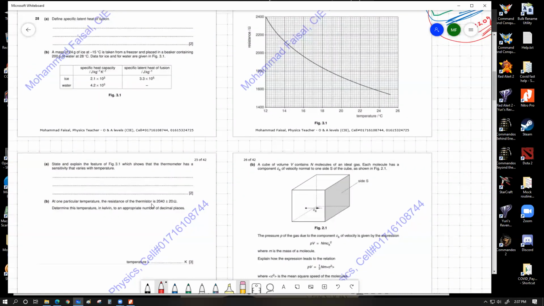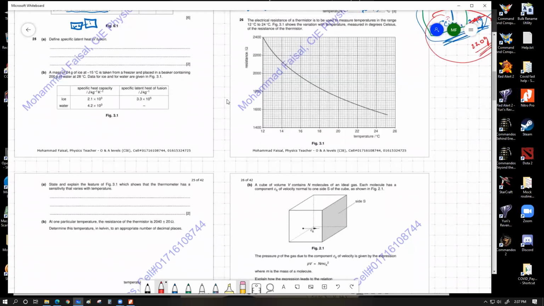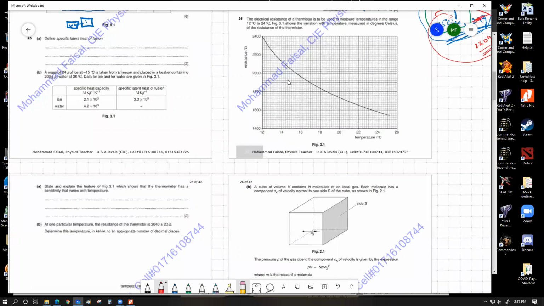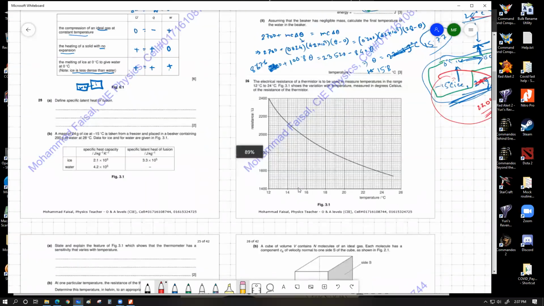At one particular time, the resistance of the thermometer is 2040 plus or minus 20 ohm. 2040, something over here. 2040 is 2 divisions above this thing. So 1 division, 2 divisions is right here. At this point, we get 15 degrees Celsius.